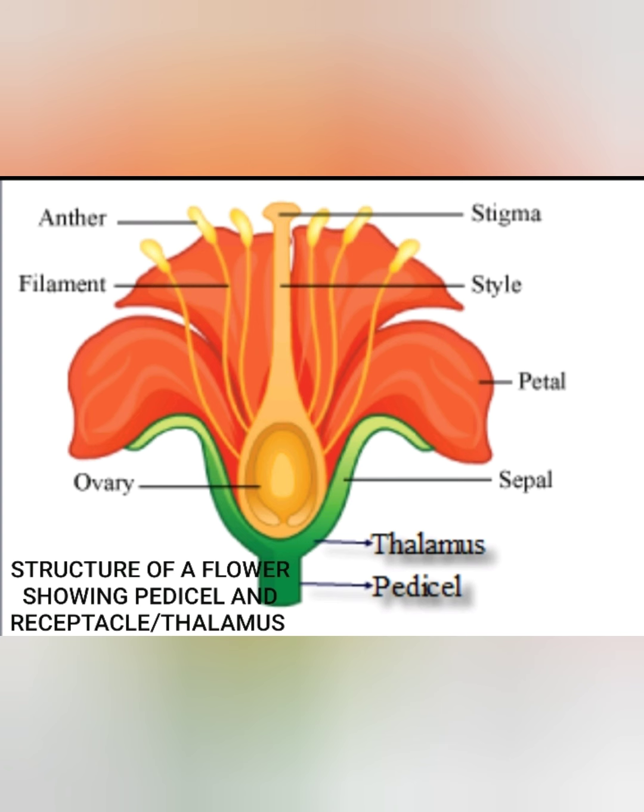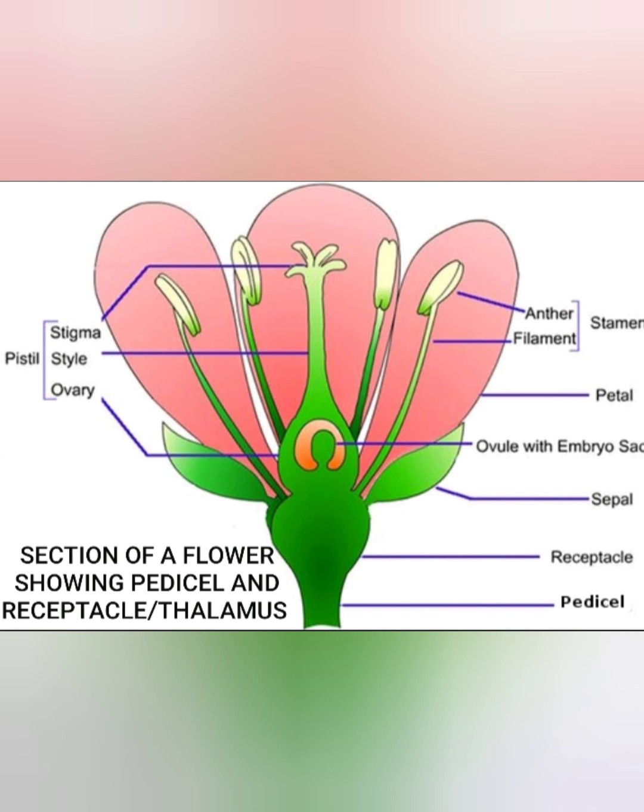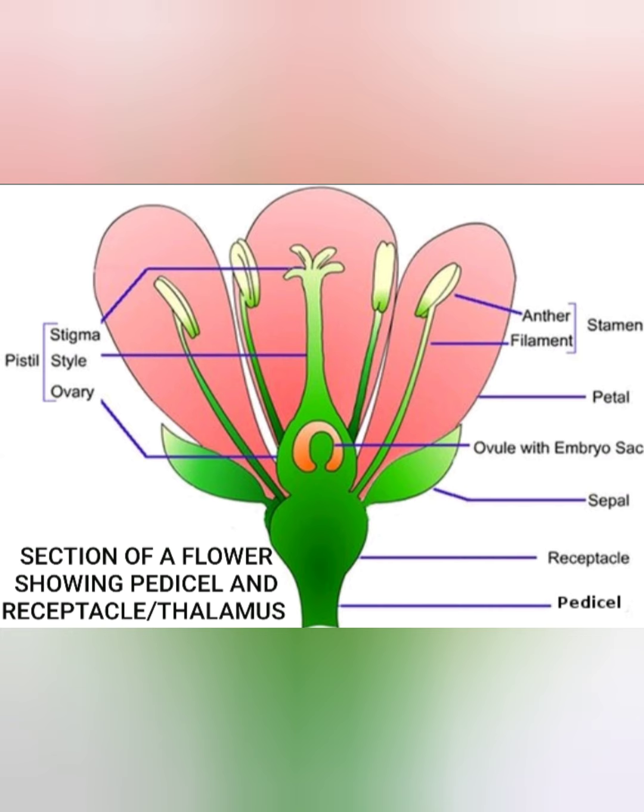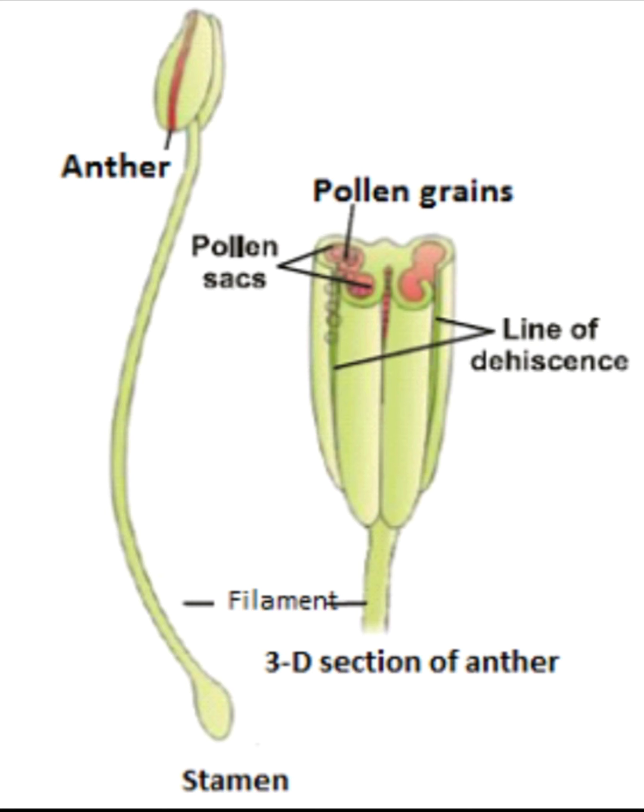What is thalamus? Thalamus is also called the receptacle. It is the swollen part of the pedicel of the flower. What is pedicel? It is the stalk of the flower. The next part of the stamen is the anther. What is anther? It is terminal and typically bilobed in structure. That means having two lobes, and each lobe has two thecae.